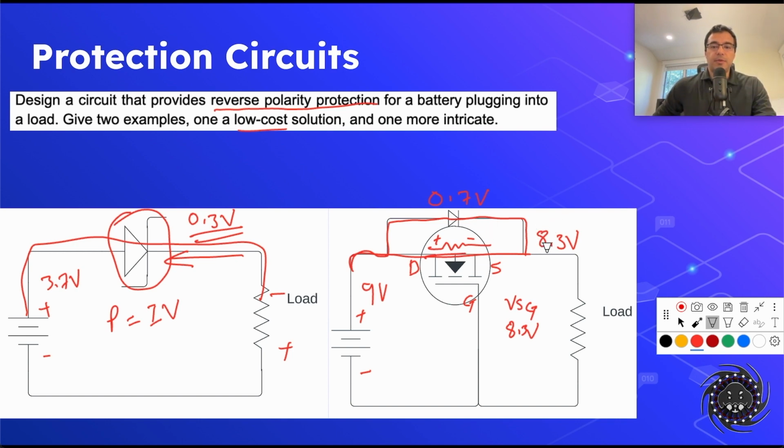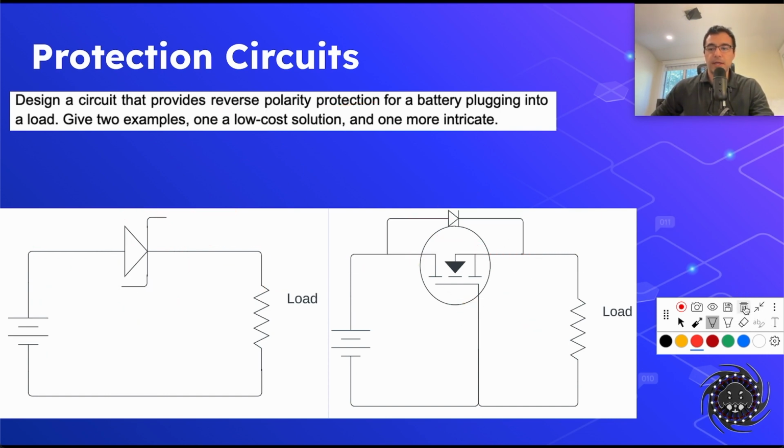Therefore, this 8.3 value will get up very, very close to the full 9 volts. VSG will go up to 9 volts and will keep this MOSFET on. Now, what happens if we plug in the battery in the reverse direction, where we have plus here and minus here? Well, first things first, no current flows into the gate of a MOSFET, or very little current, so not a lot is going to go through there.